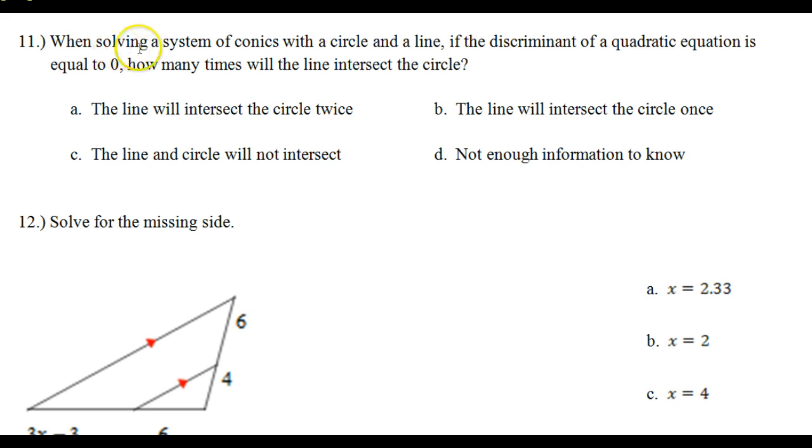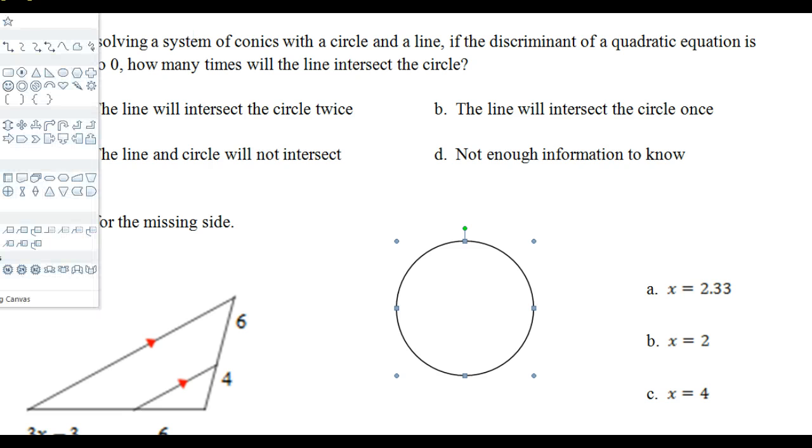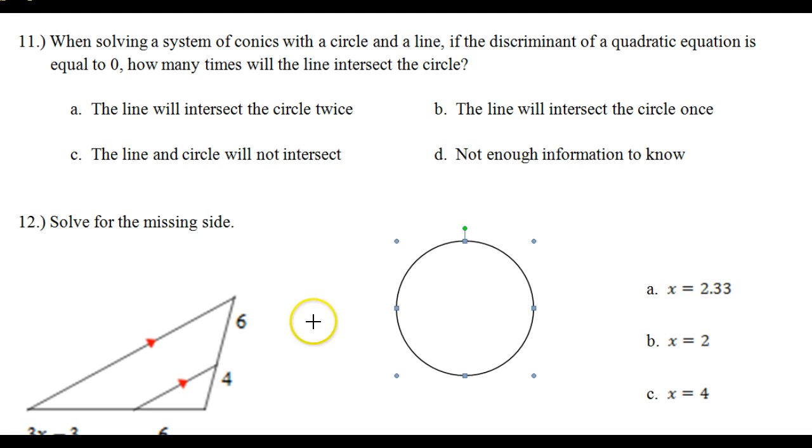Alright, number 11. When you're solving a system of conics with a circle and a line, and the discriminant of a quadratic equation is equal to 0, how many times does the line intersect the circle? Okay, so here's what they're saying. When you're dealing with a line and a circle, so if here's a circle and then we're talking about a line, there are three possibilities.